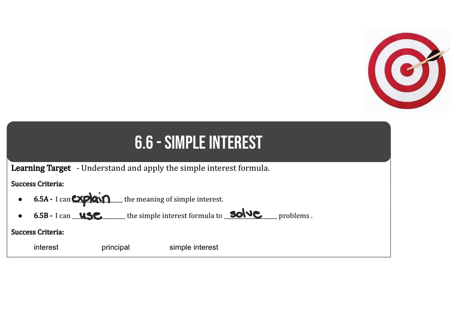For today, your learning target is to be able to understand and apply the simple interest formula, and you should be able to explain the meaning of simple interest and use the simple interest formula to solve problems. Your 3 vocabulary words will be interest, principal, and simple interest.